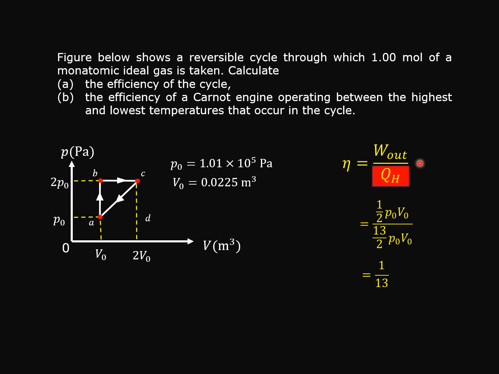So now we already have the output work and the QH. Output work is half P naught V naught and the QH is 13 over 2 P naught V naught. So these two quantities are both expressed in terms of P naught V naught. So P naught V naught can be cancelled out, and then we will have 1 over 13. This is the efficiency of the cycle.